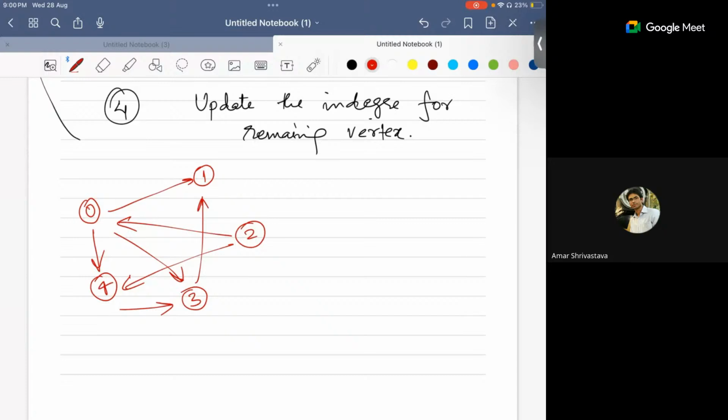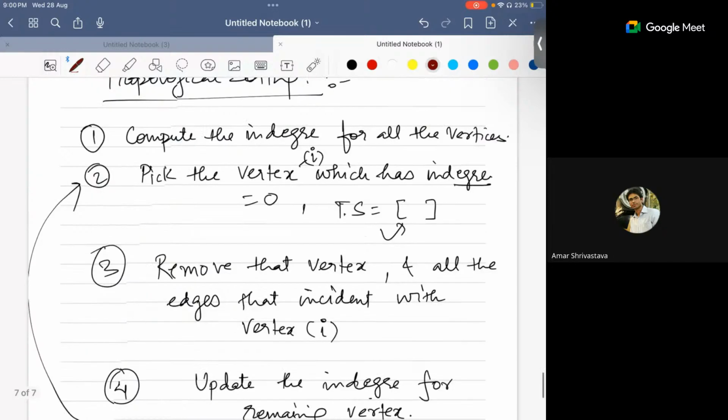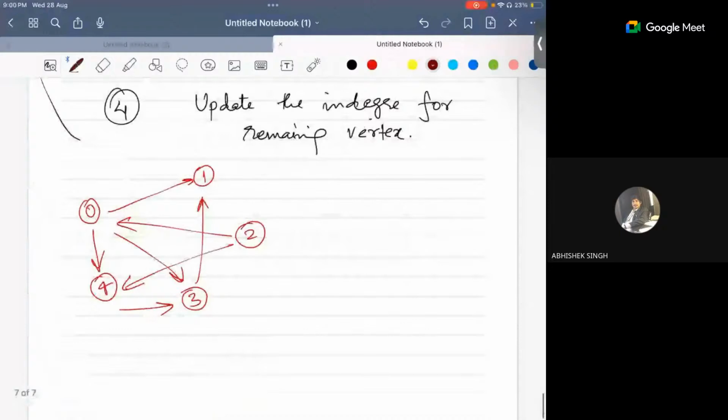If you have vertices 0, 1, 2, 3, 4, okay, let's do it. What is the first step? Compute the in degree for all the vertices. So what is the in degree for 0? The incoming edges. How many incoming edges? One, right? It's coming from 2.